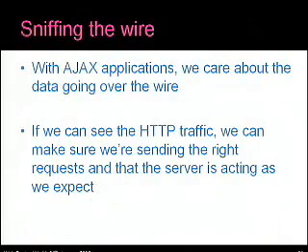So we really care about the data that's going over the wire, especially with AJAX apps. We care about the request and the response cycle. So if we can somehow see the HTTP traffic, we can make sure we're sending the right requests and make sure the server is acting as we expect. So it's returning the responses that we're expecting it to return. It's saying what we think it will, and it's not spewing errors all over the place.